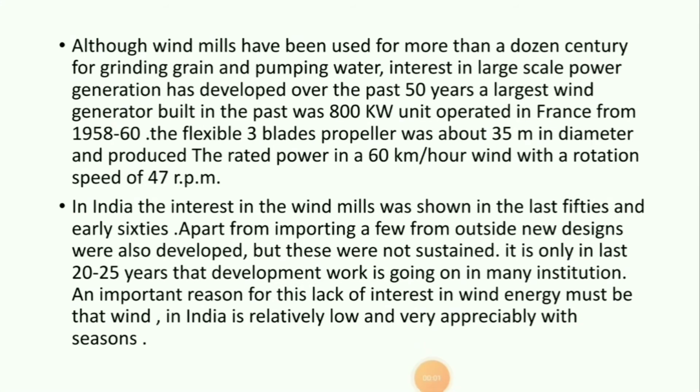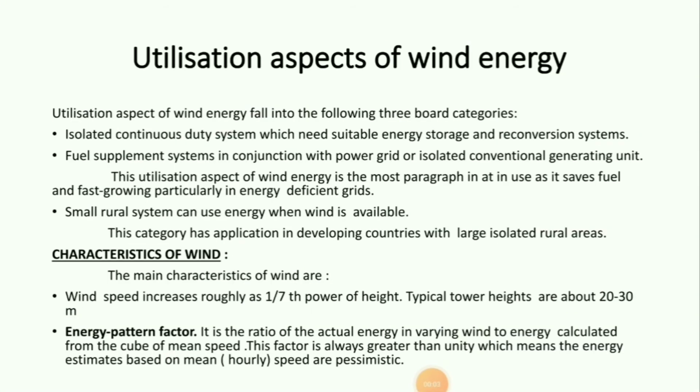Okay, then come to the next point: utilization aspects of wind energy. Utilization aspects of wind energy fall into the following three broad categories. Number 1, isolated continuous duty systems which need suitable energy storage and reconversion systems. Number 2, fuel supplement systems in conjunction with a power grid or isolated conventional generating unit.